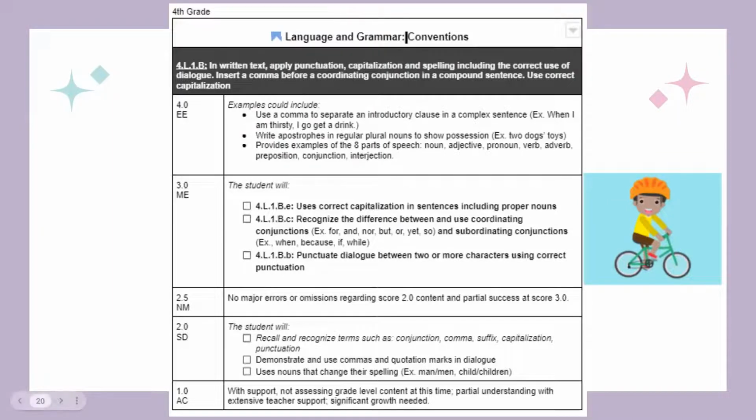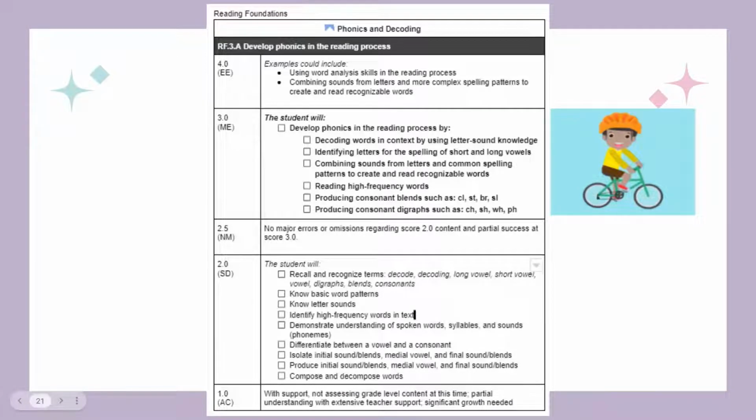And then one more slide, one more example of a proficiency scale. This is a phonics and decoding scale from first grade. So you can kind of see we get into combining some different sounds and identifying spelling with some different long and short vowels and some different blends and digraphs. And then below that, the still developing, we'll start with knowing our letter sounds and basic word patterns and the difference between the vowel and the consonant. So it gives teachers a clear idea of where do I start and what's my end goal.